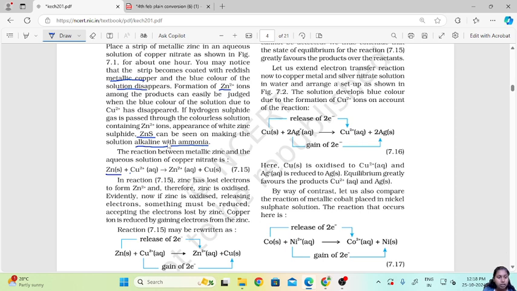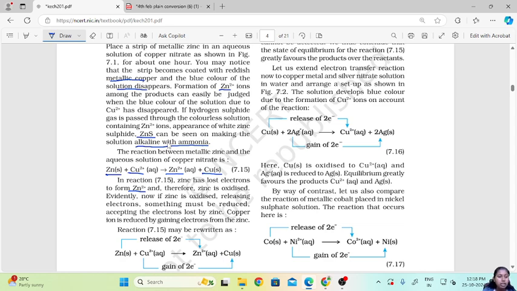So zinc is converted to Zn2+ ions, whereas copper ions are converted to copper. In the reaction, zinc has lost electrons to form Zn2+ ions. Here zinc has all its electrons, whereas when the product is formed, zinc has lost 2 of its electrons. Copper 2+ gains the electrons which were lost by zinc and becomes copper. So zinc is oxidized, releasing electrons. Something must be reduced, accepting the electrons lost by zinc, right? So the copper ion is reduced by gaining the electrons lost from the zinc.